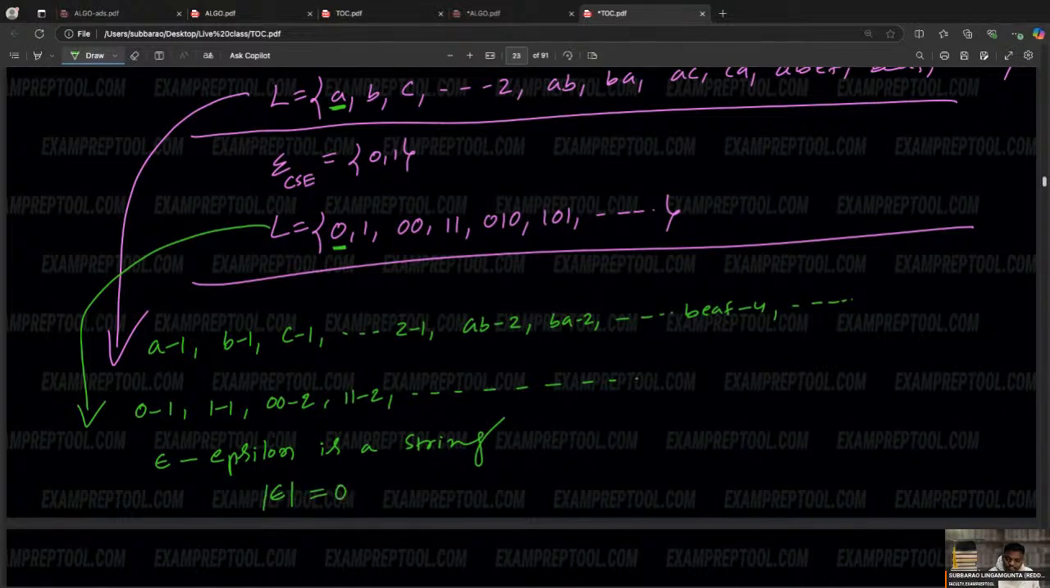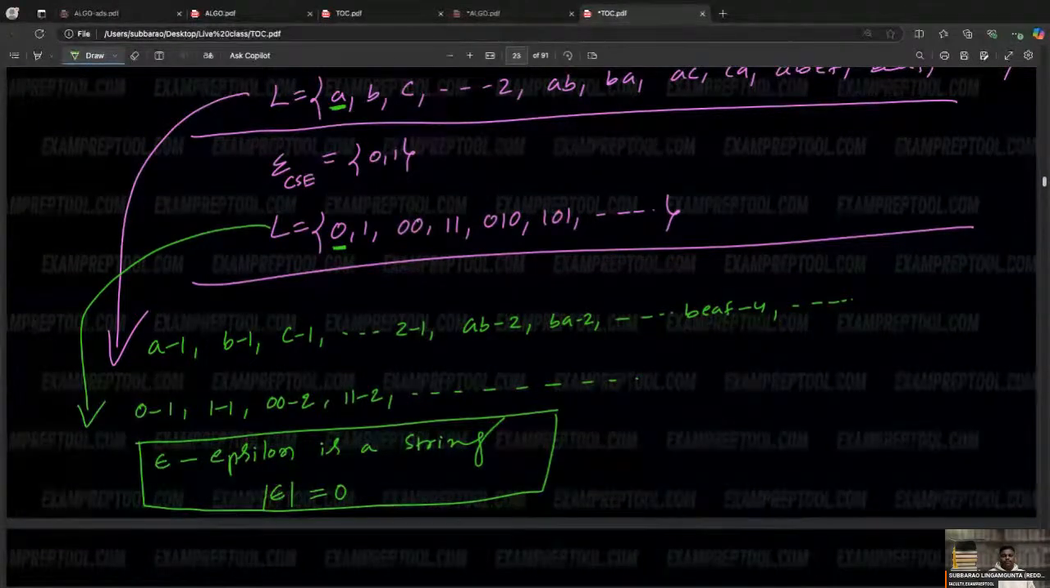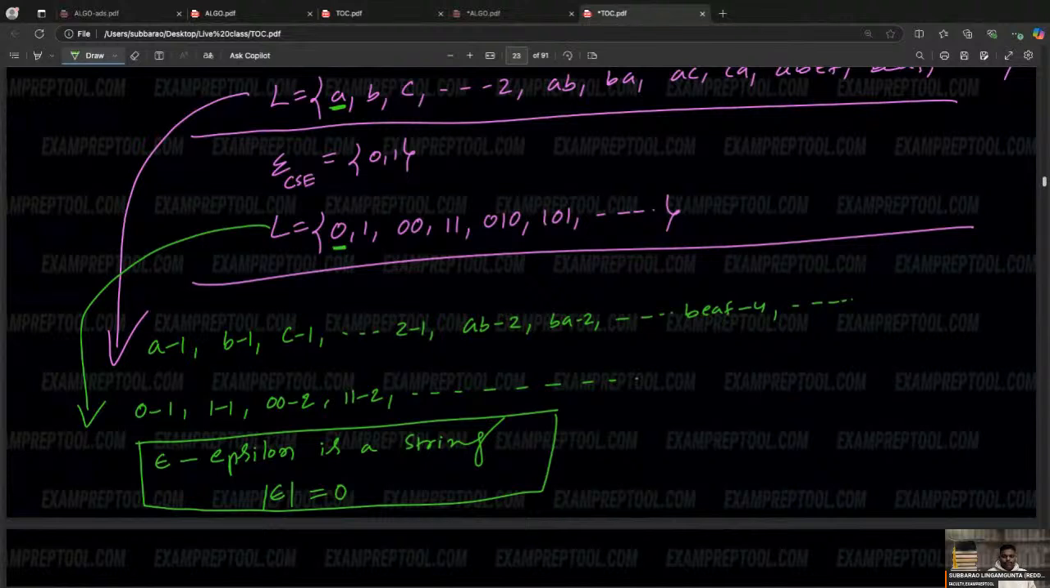Remember, it is the highlight of today's class. Every language has this. Epsilon is a string whose length is 0. Means there is one string of length 0. How is it possible? He is a special person. Special thing.